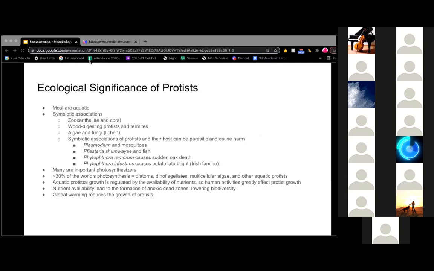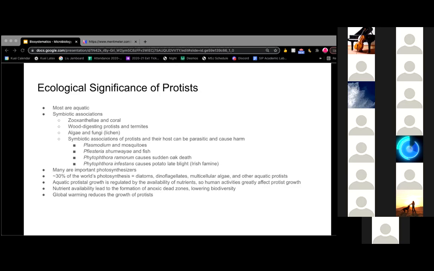And then another example of a symbiotic relationship is between wood digesting protists such as Trichonympha and termites. And these Trichonympha allow the termites to digest cellulose, so the termites can eat wood and then obtain energy from it. Versus if they didn't have the Trichonympha protists, they wouldn't be able to eat wood. So that's pretty beneficial to them, but obviously not good for us since it allows termites to eat our houses. And another example of symbiotic associations is between algae and fungi, which form lichen, which you can see pretty much everywhere around here.